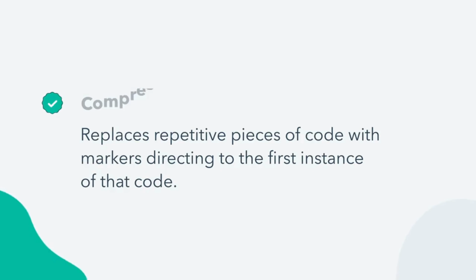When someone arrives on your website, a request is made to your server, which is the computer program that stores, processes, and delivers web pages. This happens for every single file. The larger these files are, the longer it takes to load. Compression replaces repetitive pieces of code with markers directing to the first instance of that code. Compression's purpose is to reduce the file size during transfer from the server to the browser.